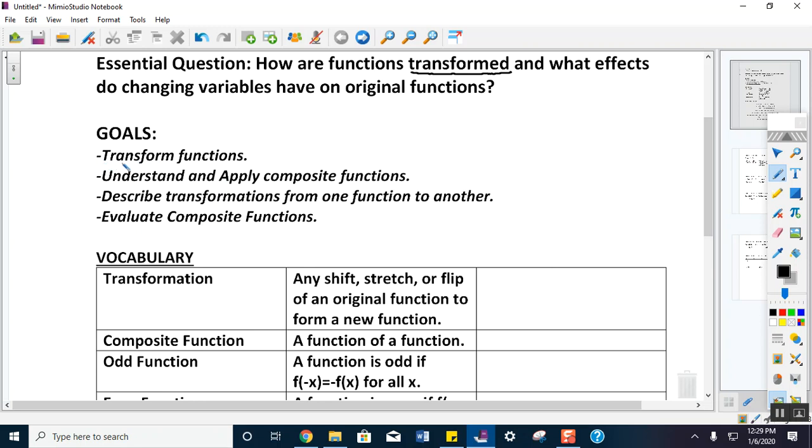So goals for the day: transform functions, understand and apply. Ooh, what's a composite function? Something that you can put in your composite box.